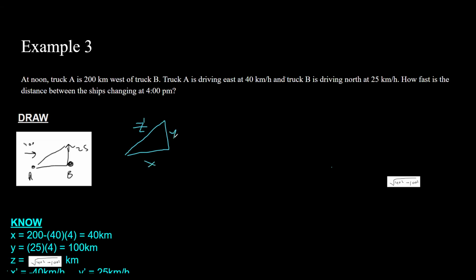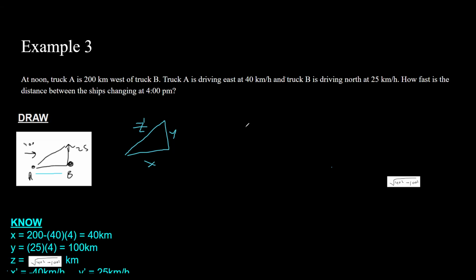I just chose X and Y for those. So the change in X, the change in distance between them horizontally, we were told is 40 kilometers per hour, because truck A is driving east. I put negative because the distance between them is decreasing. Does that make sense? Because it's going east, so it's going towards it, so the distance is decreasing.